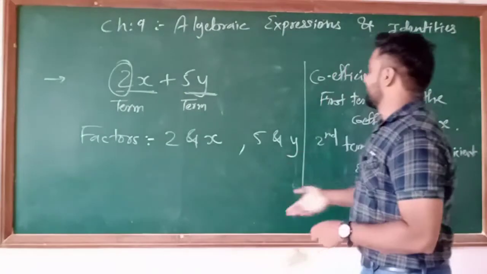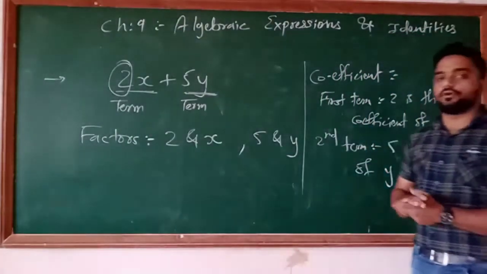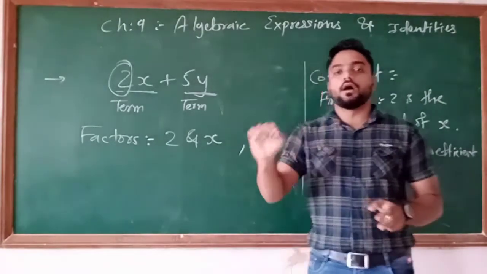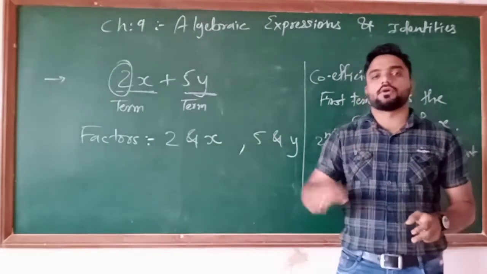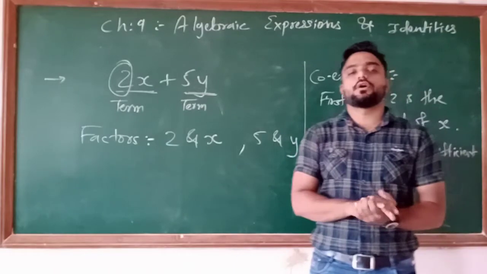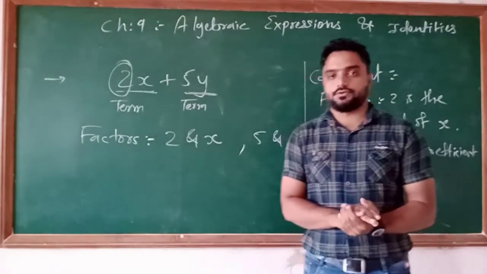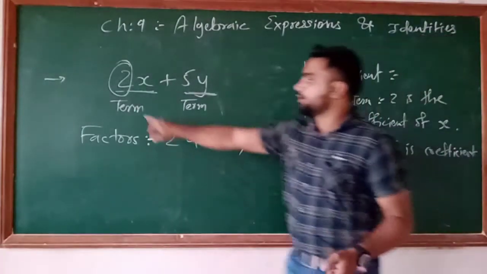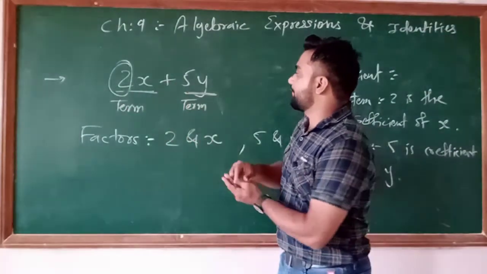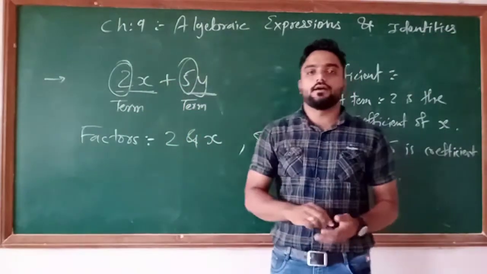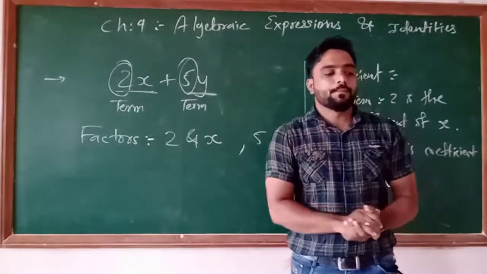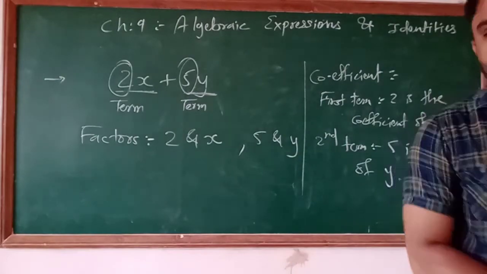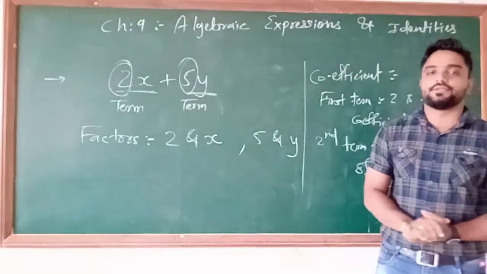Now the next one is the coefficient. That means what? A known number along with an unknown number or variable is called the coefficient. Understand or not? So in the first term, the coefficient of x is 2, and in the second term, the coefficient of y is 5. So these are the three topics related to this chapter: the terms, the factors, and the coefficient.